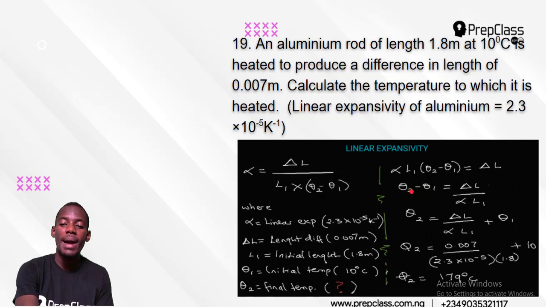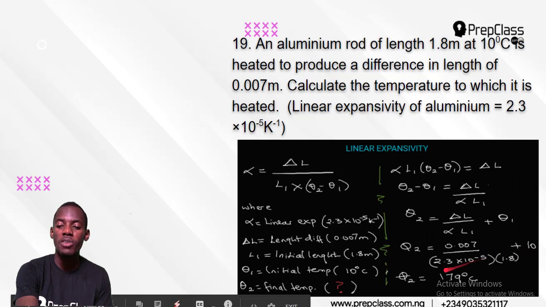Now I am to find temperature 2, so I will remove temperature 1. It will move over and become positive. It becomes change in length over expansivity times length, plus temperature 1. And that is it. Now plug in the values: 0.007 over 2.3 times 10 to the power minus 5 times 1.8, plus 10. First, multiply the ones below, then divide the one on top by the one below, then add 10, and that will give you 179 degrees Celsius.